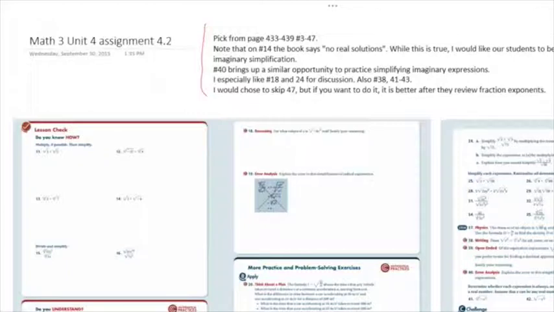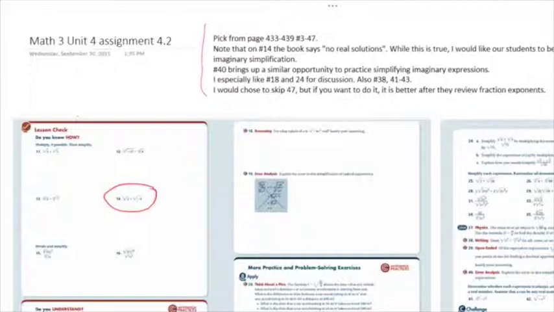So what I thought was number 14, I did not like the way the book says no real solutions. Although it's true, they didn't ask for real solutions on this one. They just said multiply, if possible, and then simplify. And it is possible for us to multiply. If they want only real solutions, they should put that in the directions.